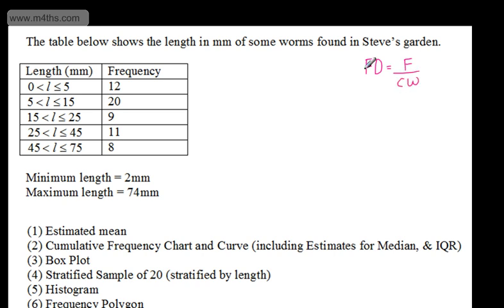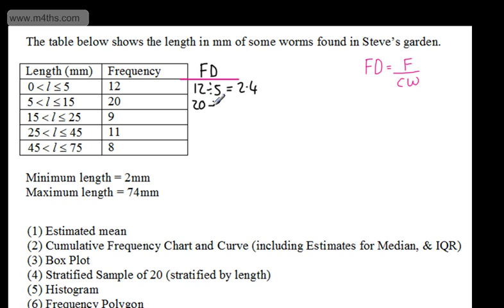So if I introduce a frequency density column, what we can do is start to work these out. So let's go ahead on here. So here we're going to have FD, frequency density. So I'm going to do the frequency divided by the class width. The class width is 5, so we need to do 12 divided by 5. So 12 divided by 5 is going to give me 2.4. On this one, the frequency is 20.